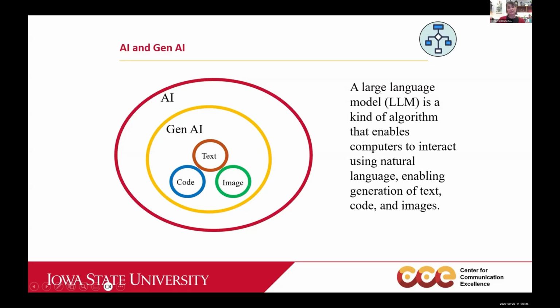What differentiates a large language model? It's a kind of algorithm that enables computers to interact using natural language, enabling the generation of text, code, and images. Large language models alone are not quite enough to get you to a chatbot like ChatGPT or Copilot. But the large language model is sort of the secret ingredient that makes it feel like you're engaging with some thinking being. And part of that is because you can input natural language. That's the other difference between the generative AI technologies and other software that we've been used to.